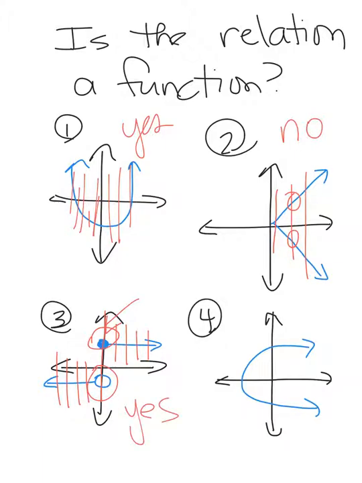And in our last example, number 4, if I draw my vertical line right there, it's only going to hit my graph once, but there are multiple spots throughout the graph where if I draw my vertical line, it's going to hit the graph twice. So therefore, it is not a function.